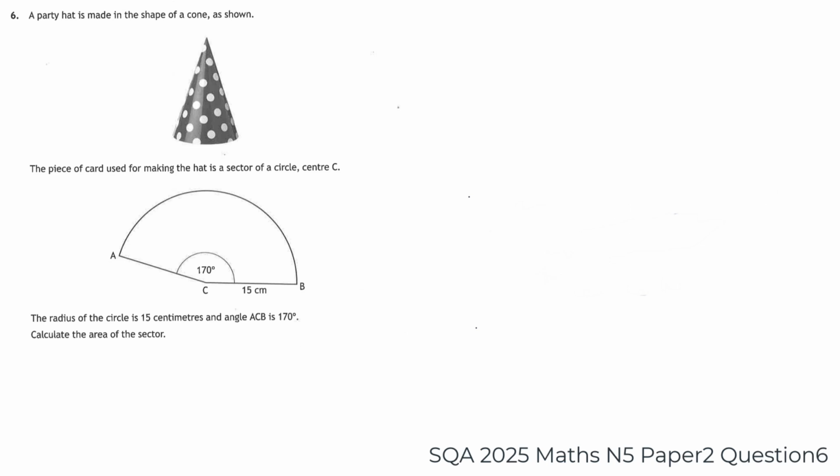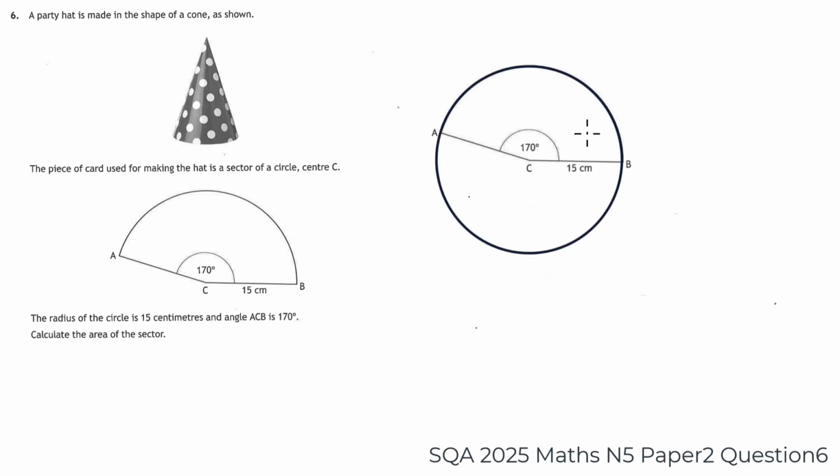So here's another diagram. Let's complete the whole circle. Now we can find the area of the whole circle because we know the formula is pi r squared for the area of a circle. So that would be pi times, in this case the radius is 15. So pi times 15 squared, and we can work that out.